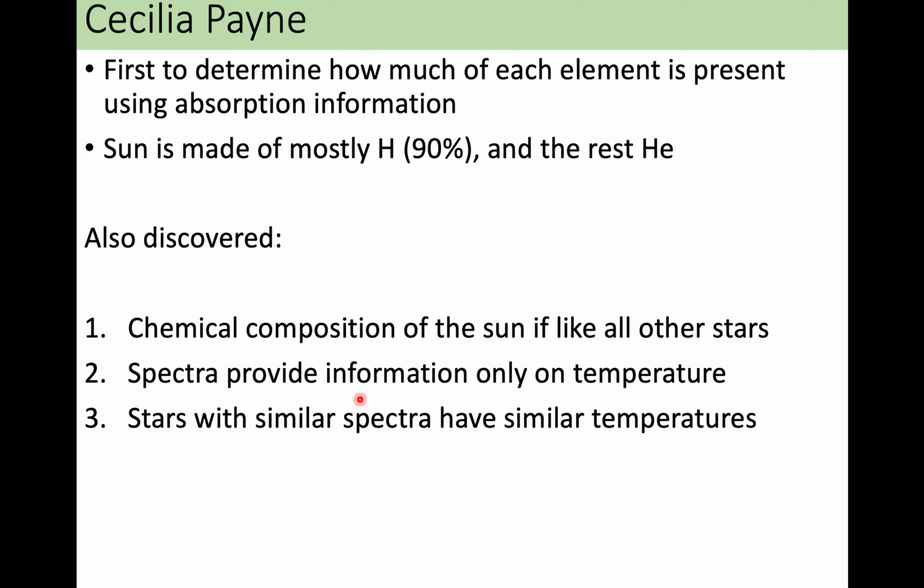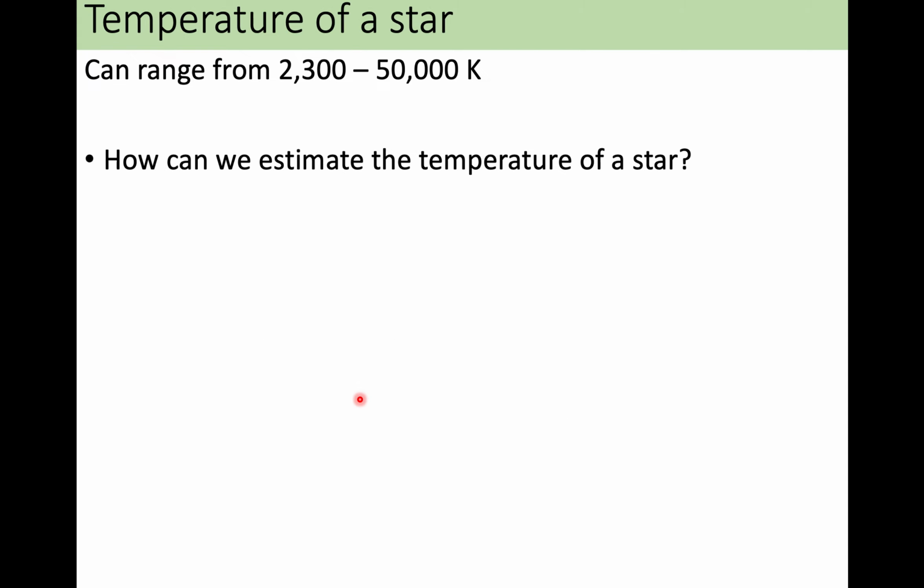So she did other things too. She also discovered that the sun is very average. The chemical composition of the sun is just like all the other stars. And the spectra provides information only on temperature, but stars with similar spectra have similar temperatures. So the temperature of a star can range anywhere from about 2,000 to 50,000 plus Kelvin. Huge range in temperature depending on the star.